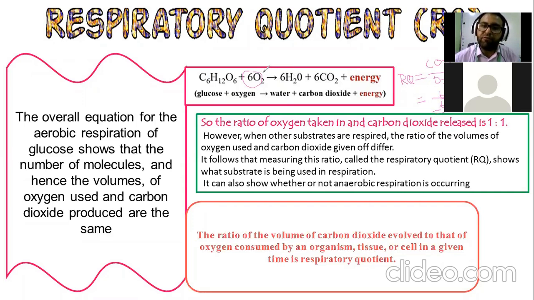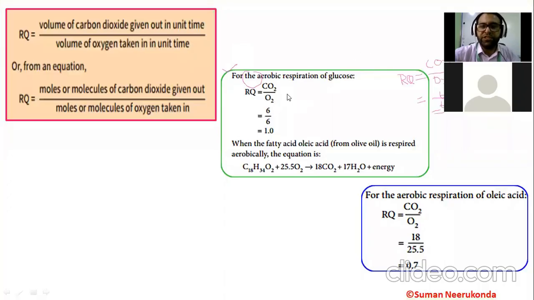If 6 moles of oxygen are consumed for respiration, 6 moles of carbon dioxide are produced. So this shows us that the substrate is glucose. You can check in this same equation, carbon dioxide and then oxygen, so the ratio is 1.